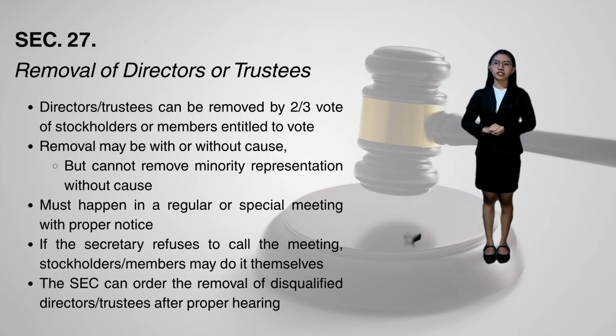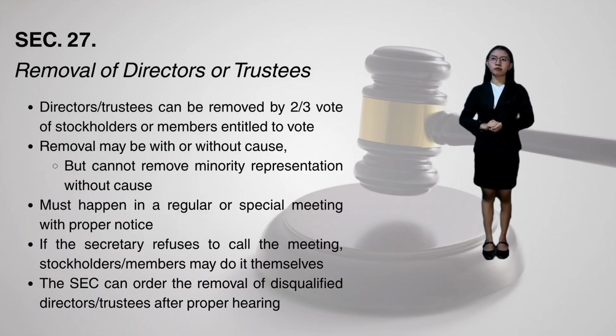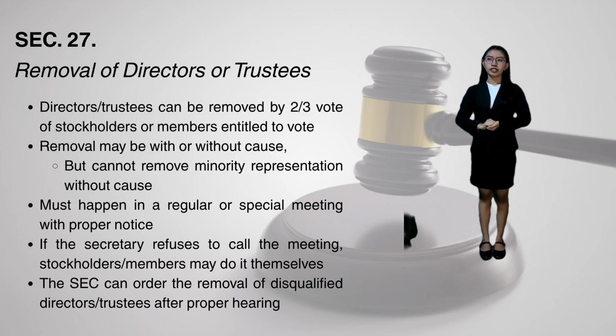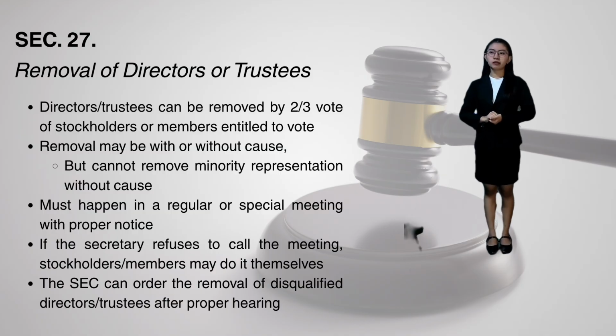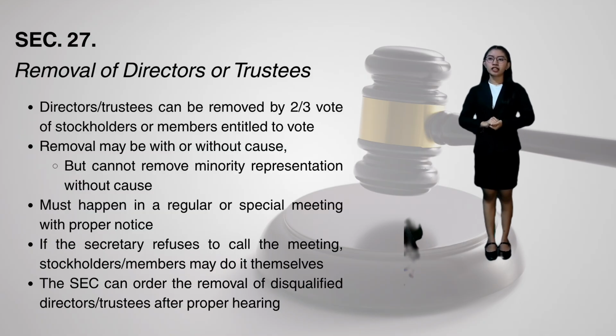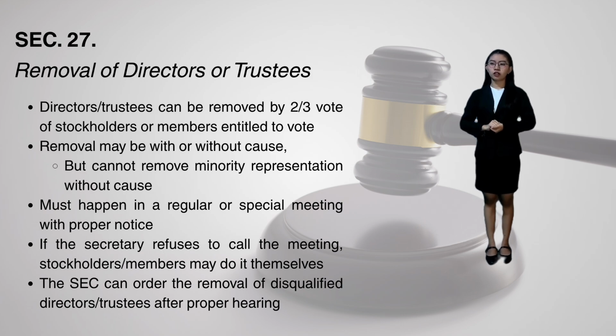Section 27 explains how a director or trustee can be removed from office. They can be removed if two-thirds of all stockholders or members vote for it. The removal can be with or without cause, for example, if they are not performing well or lost the trust of the members. But there's one important reminder. A person cannot be removed without cause if it will take away the minority stockholders' right to representation. The removal must happen during a regular meeting or a special meeting that was announced beforehand. If the secretary refuses to call the meeting, the stockholders or members themselves can organize it.